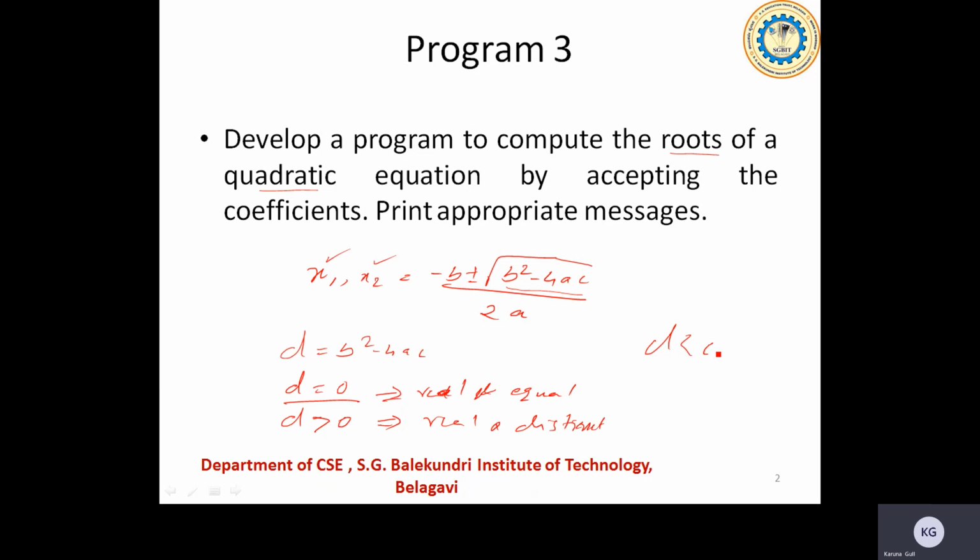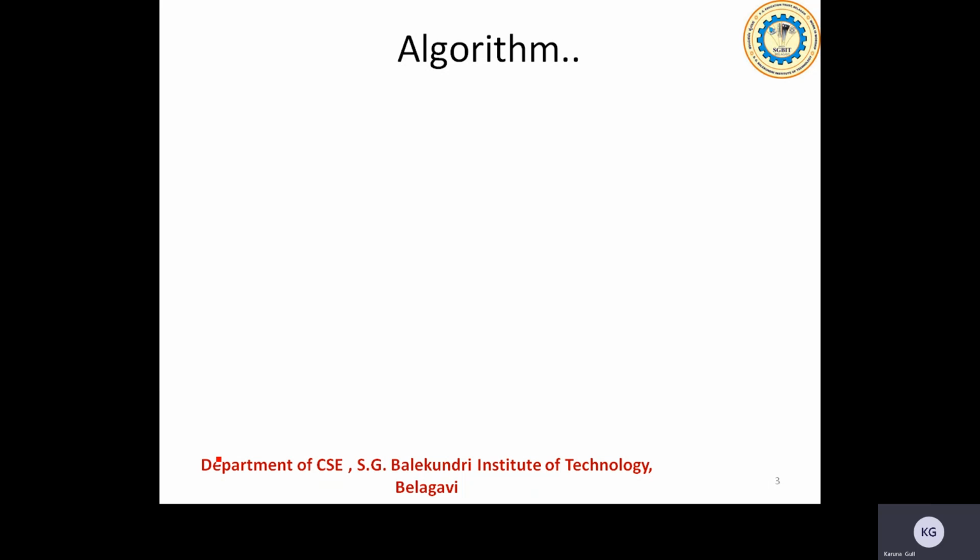If d is less than 0, the roots are imaginary. So we need to find the real and the imaginary part of the root before we display it on the screen. This is the base required for finding the roots of a quadratic equation. Let's proceed with the algorithm, which purely depends on whatever we have discussed just now.